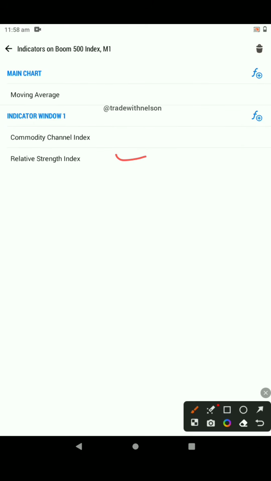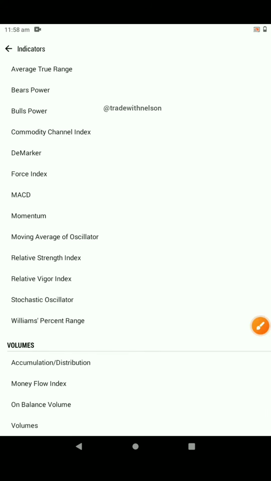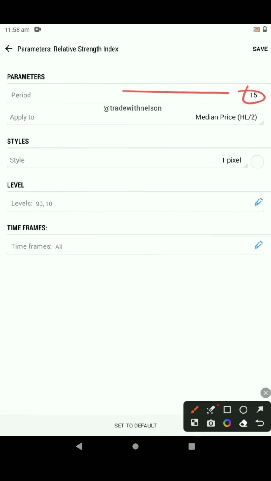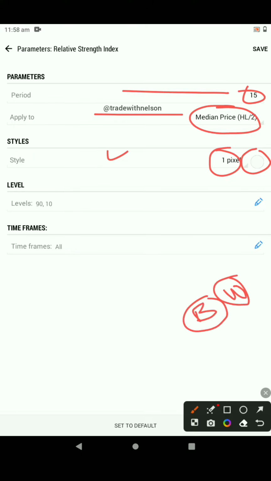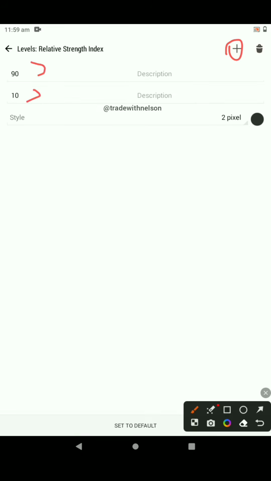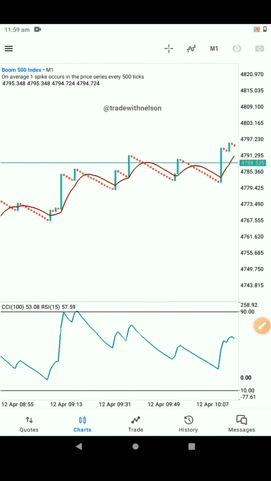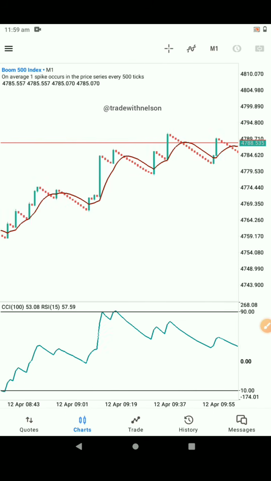For the last indicator, which is the RSI, Relative Strength Index, click on the F icon on Indicator Window 1. Scroll down a bit, RSI, click on that. Make your period 15, apply to median price, style 1 pixel, and select the color of your background. If your background is black, you select black. If it is white like mine, you select white. For the levels, click on this pen icon over here, add level, type 90 and 10. Style 2 pixel, and select a color of your choice. After that, click on save. If you follow my settings correctly, your chart should look exactly as what you see over here.